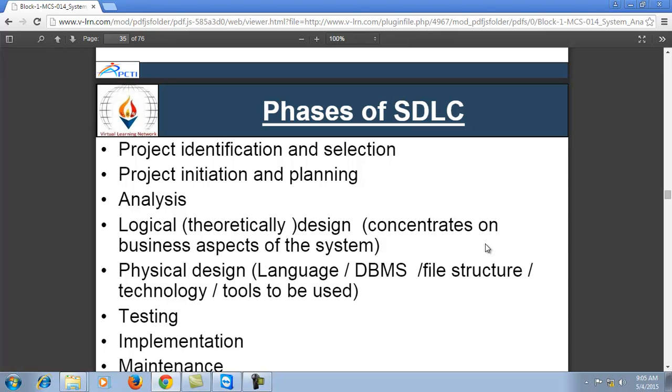Apart from this, physical design involves the technology and tools that are to be used, right? So all these collectively give rise to the physical design.